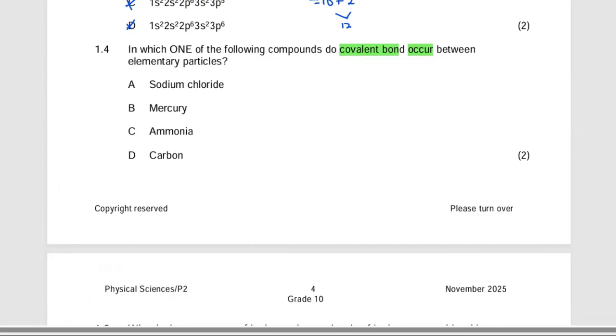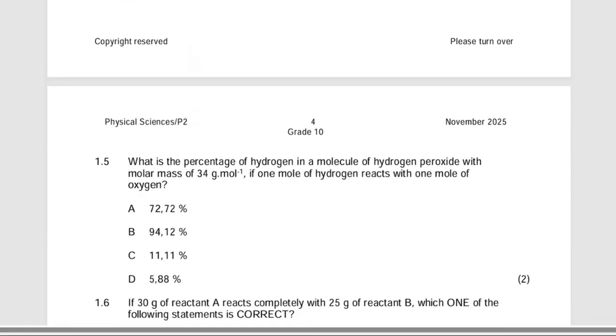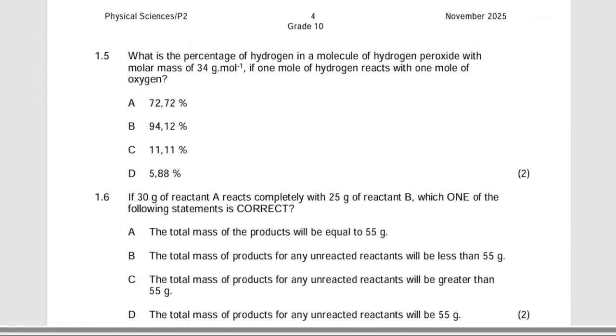So according to this, we're having elementary particles there. It means we are going to have a covalent bond, which is going to be our ammonia, right? So remember, we're using the valence electrons that are found on the outer shell there, right? Then to proceed, it says 1.5. 1.5 says, what is the percentage of hydrogen in a molecule?